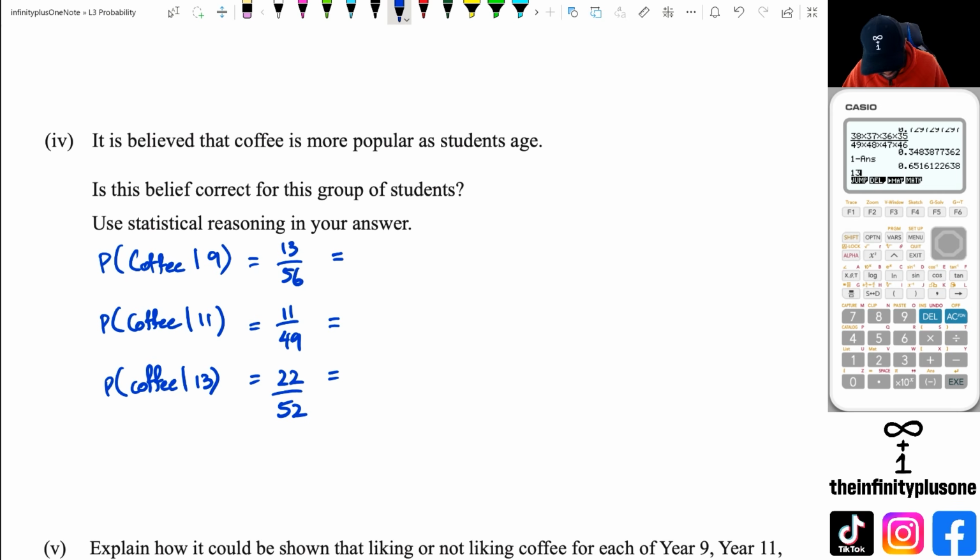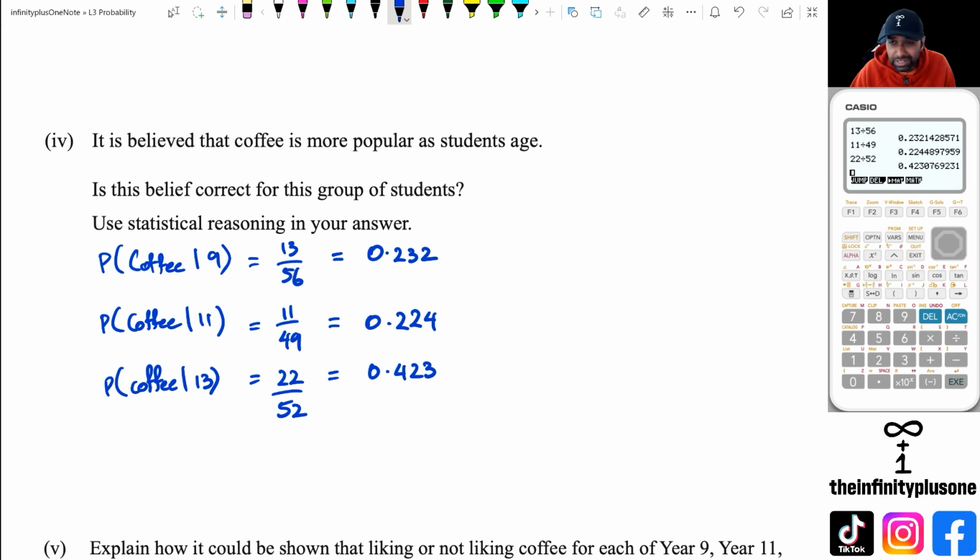So the next step is converting all of these into decimals so that I can actually work it out. So I've got 13 out of 56, which equals 0.232, and 11 out of 49, which equals 0.224, and then I've got 22 out of 52, which is going to give me 0.423. So for achieved, it's calculating at least 2 of these probabilities. You could get an achieved for calculating 2 of these probabilities. That would allow a valid comparison to be made.